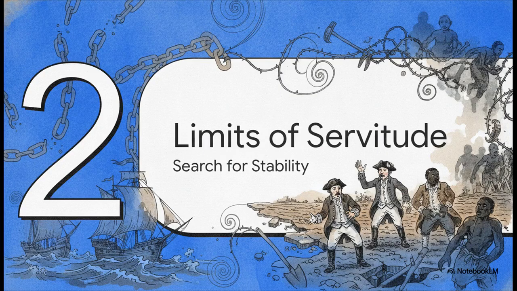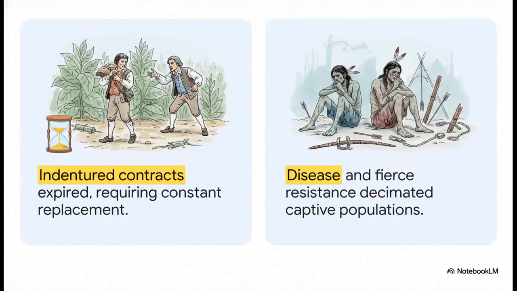Moving on to Section 2, the limits of indentured servitude and the planters' search for stability. You see, the planters quickly hit some massive roadblocks with these initial labor forces. It was full of friction. For one, native populations suffered terrible mortality rates from newly introduced diseases. Plus, they resisted fiercely, and enslaving them caused massive diplomatic headaches with neighboring tribes.